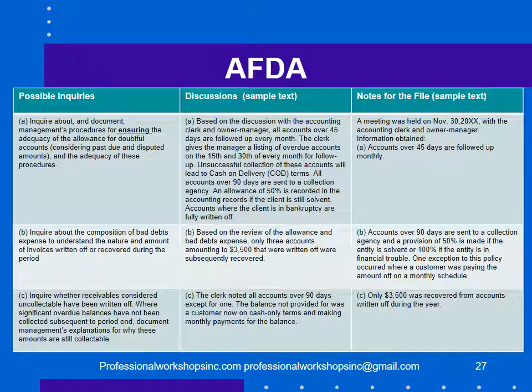And then we read what's done. Well, everything over 45 days is followed up. Give a listing. If there's no collection, we go to COD. Over 90 days, sent to a collection agency. Allowance of 50% is recorded. And we document who we met with and talked about things being followed up monthly. And then the same thing below, we see that 3 accounts were recovered, and accounts over 90 days are sent to a collection agency, which we knew from before. And that's a lot of interesting stuff.